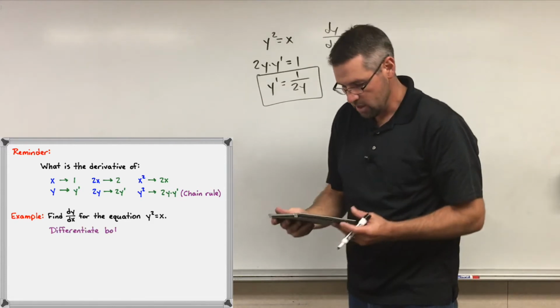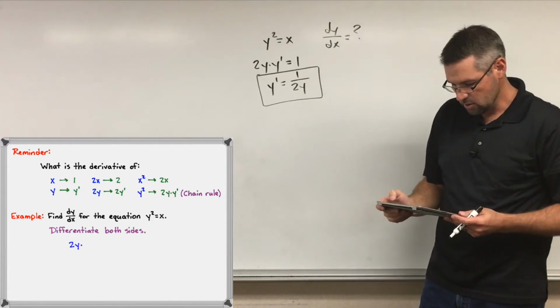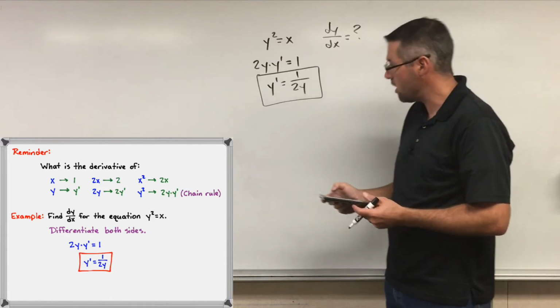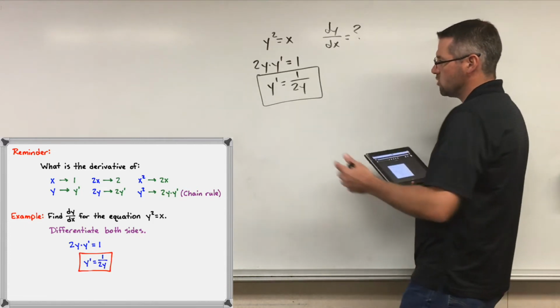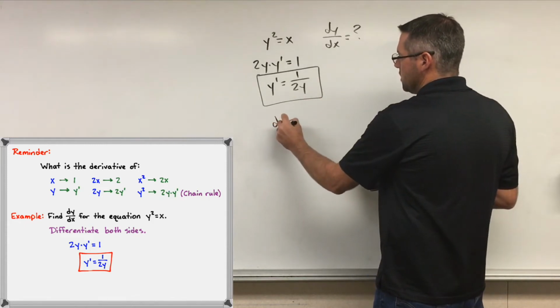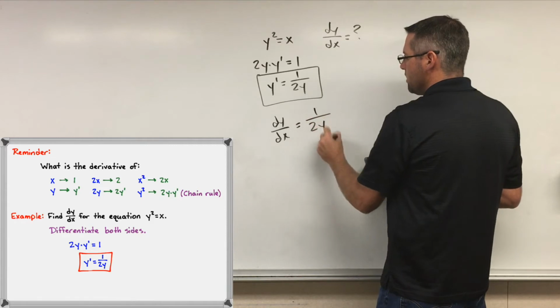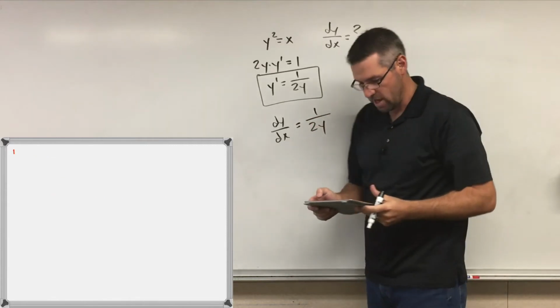All right, so again, differentiate both sides. So you end up with 2y times y prime equals 1, and then we isolate y prime. We end up with 1 over 2y. Now, we should leave it in the form that it asks for. dy/dx is 1 over 2y, and that would probably be a better way of expressing it.